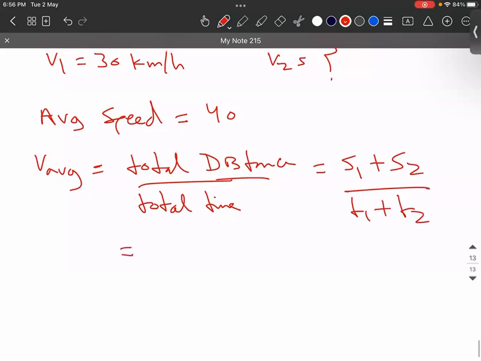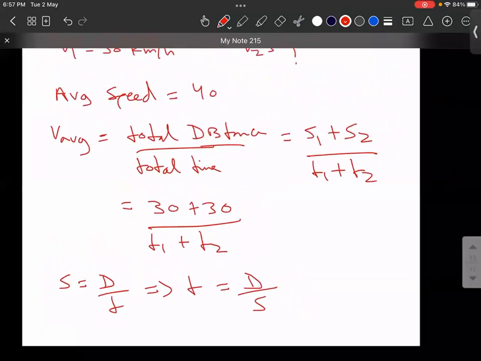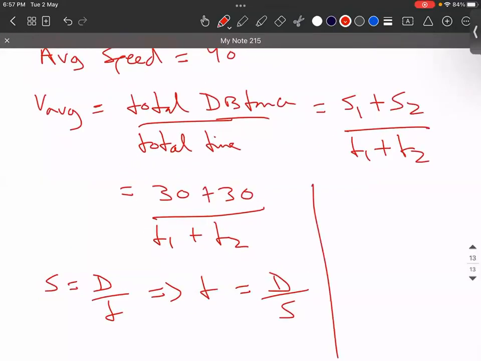I know what my S1 is, 30 kilometers. Do I know my T1, T2? I don't really know, but I can write it this way. Speed is equal to distance by time, which implies my time is equal to distance by speed. I'll continue up here so that there's continuity.